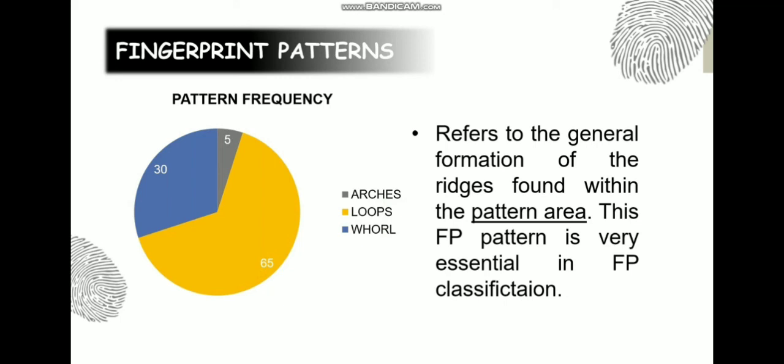Next is the fingerprint patterns frequency. So they are the three main groups of the fingerprint patterns. As you can see, the frequency that is the highest is the loops, the second one is the whorl, and the third one is the arch or arches. This refers to the general formation of the ridges found within the pattern area. This fingerprint pattern is very essential in fingerprint classification.